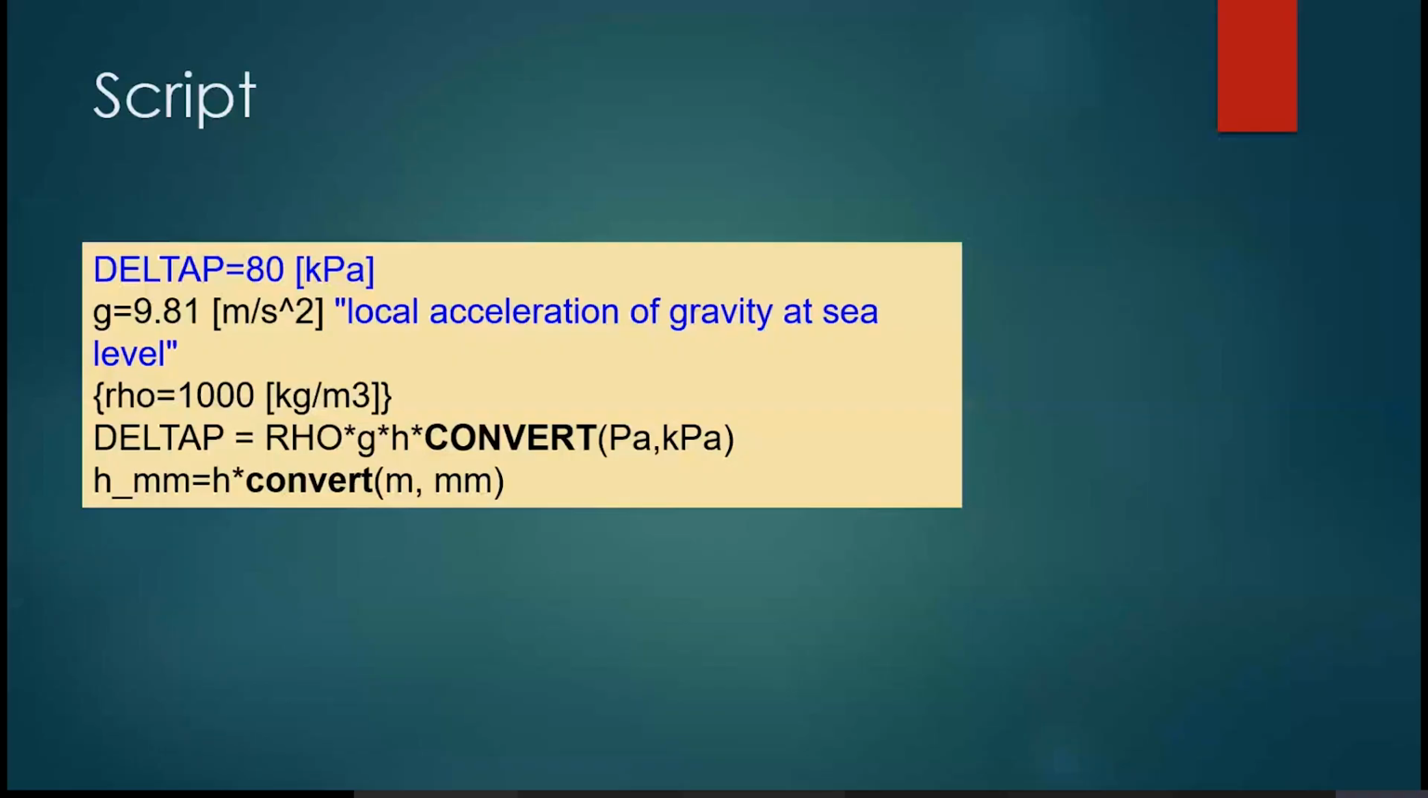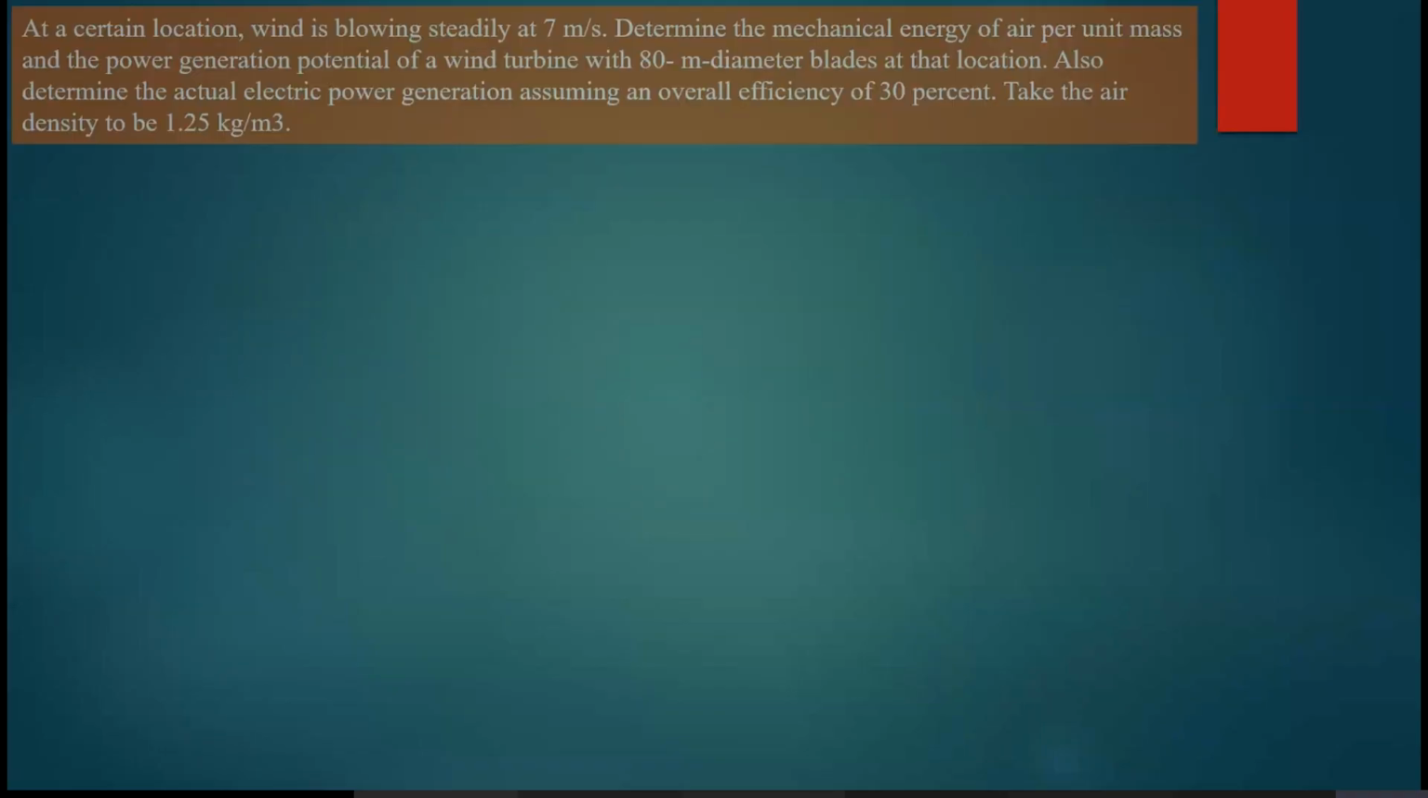All right, moving on, we'll quickly look at the third example. It says that at a certain location, wind is blowing at 7 meters per second. Determine the mechanical energy per unit mass and the power generation potential of a wind turbine with 80 meters diameter blades at that location. Also determine the actual electrical power generation, assuming an overall efficiency of 30%. The density of air is 1.25 kg per meter cube.